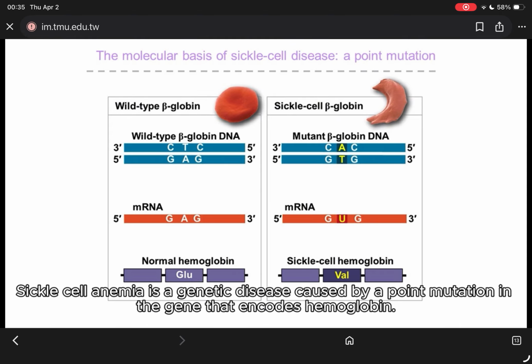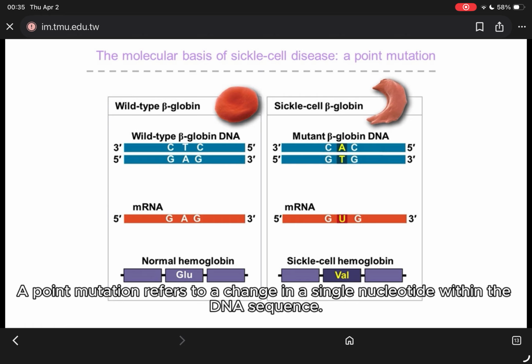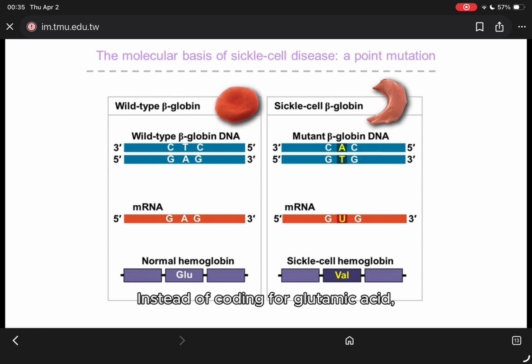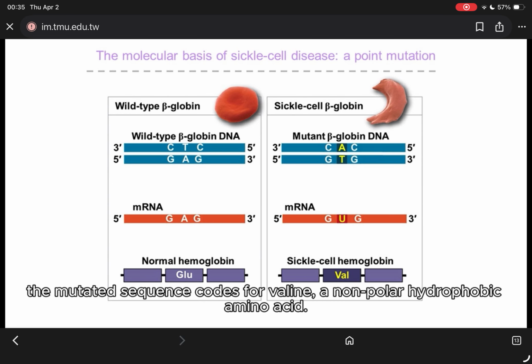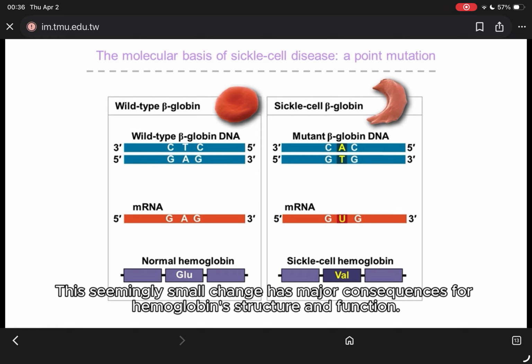Sickle cell anemia is a genetic disease caused by a point mutation in the gene that encodes hemoglobin. A point mutation refers to a change in a single nucleotide within the DNA sequence. In this condition, the mutation alters the codon for the 6th amino acid of the hemoglobin protein. Instead of coding for glutamic acid, a negatively charged polar amino acid, the mutated sequence codes for valine, a nonpolar hydrophobic amino acid. This seemingly small change has major consequences for hemoglobin's structure and function.